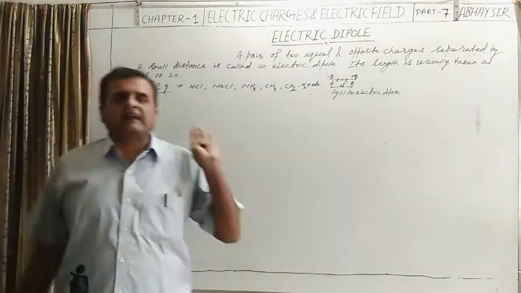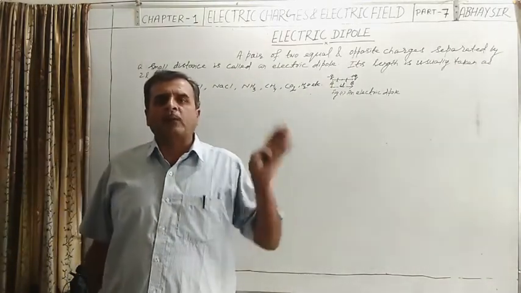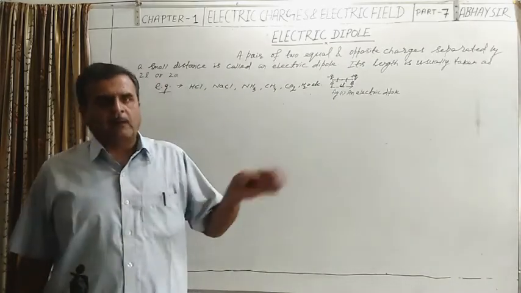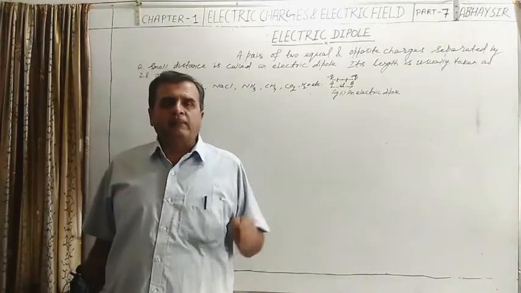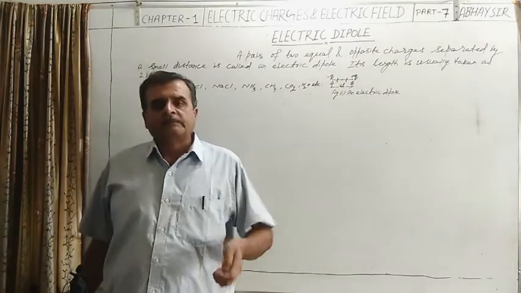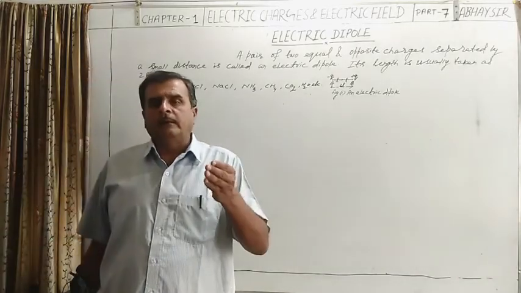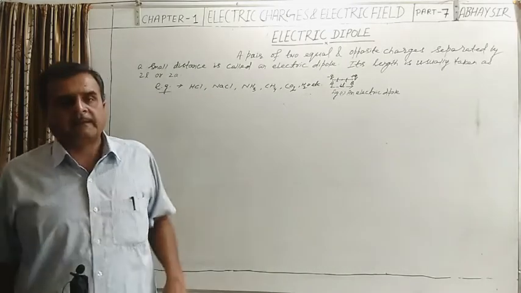Two types of electric dipoles. There may be two types of electric dipoles, polar dipole and non-polar dipole. I will discuss later on in the physical significance of electric dipole and polarization, in polarization in the next chapter, electrostatic potential and capacitance.